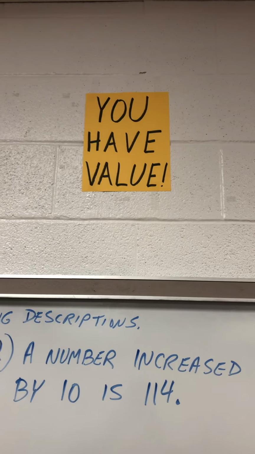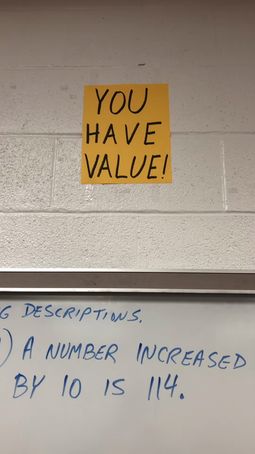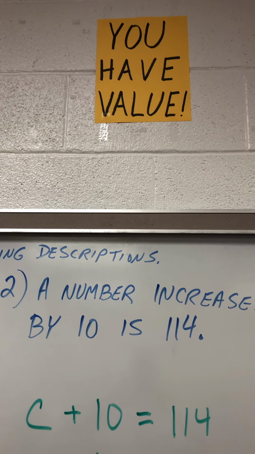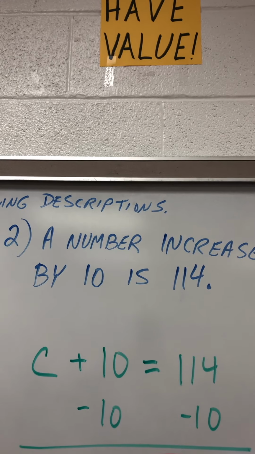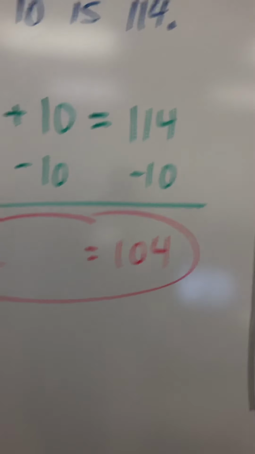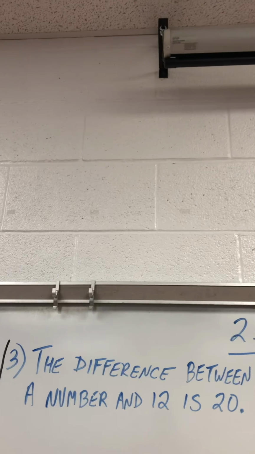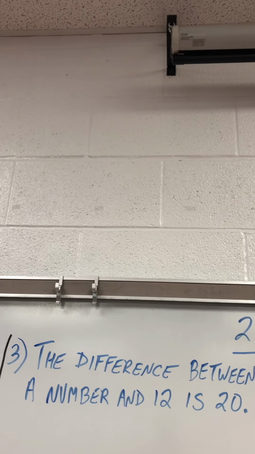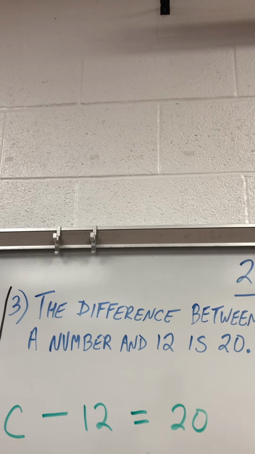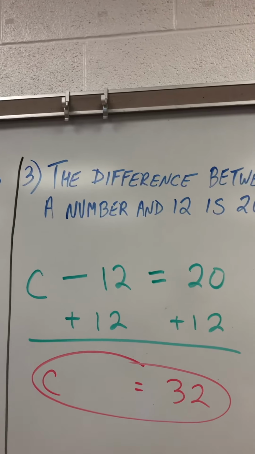A number increased by 10 is 114. All right. So I'm going to take C and add 10 equals 114. I'm going to minus 10 from both sides and get C equals 104. The difference between a number and 12 is 20. Difference means subtract. So I'm going to do C minus 12 equals 20. I'm going to add 12 to both sides and get 32.